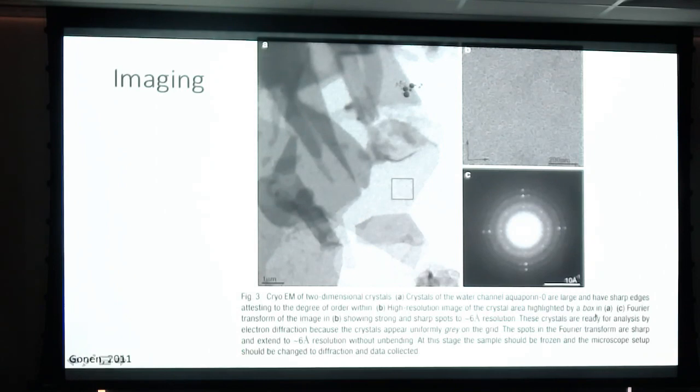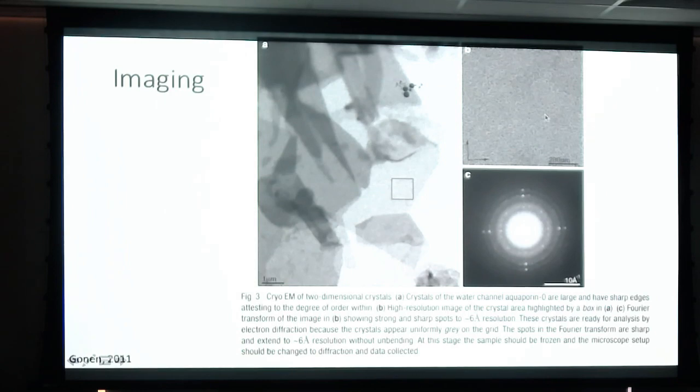This was Tamir Gonin's work. And so he went to about 1.9 angstrom with it, but this is what a 2D crystal looks like when it's sort of frozen. And then this is a sort of blown up area of this little square. You can't really see the lattice of it, but you can kind of see there's something in there. But if you calculate the Fourier transform of it, which I think was covered last week, right?